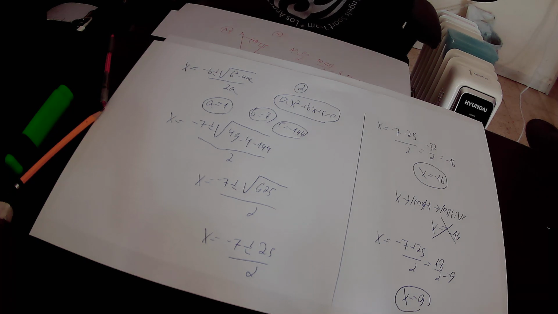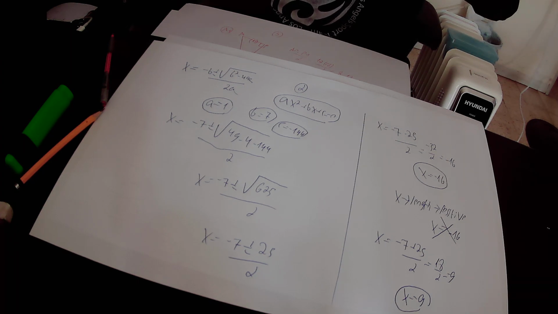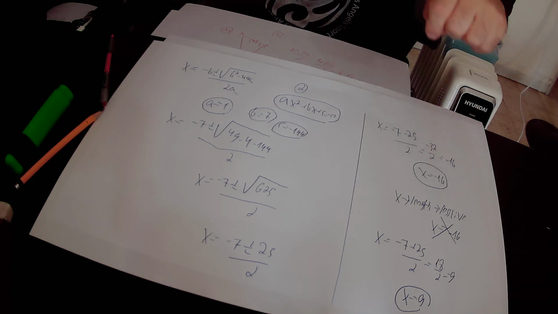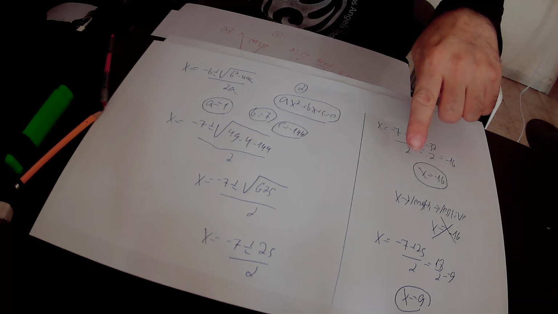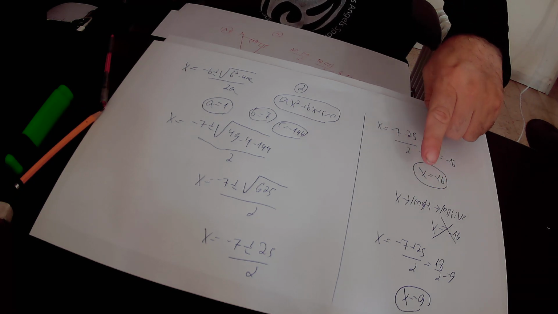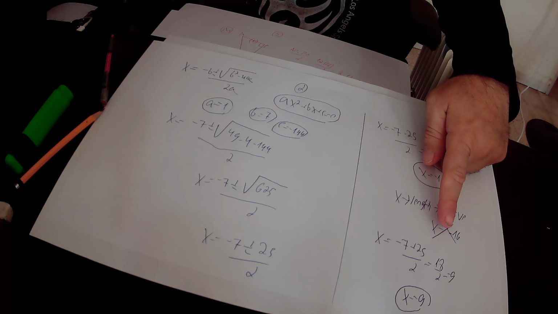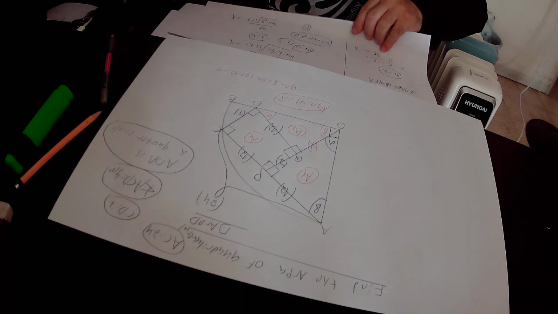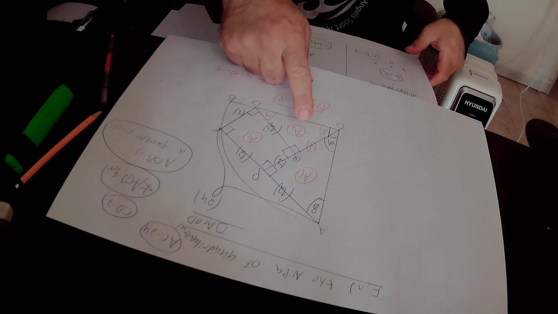So the first solution is x equals minus 16, but because x is a length and the length must be a positive number, we cancel this solution and we are left only with the second solution, x equals minus 7 plus 25 over 2. Minus 7 plus 25 is 18 and 18 over 2 is 9. So we found finally that x, that is to say line segment QO, is equal to 9 units.